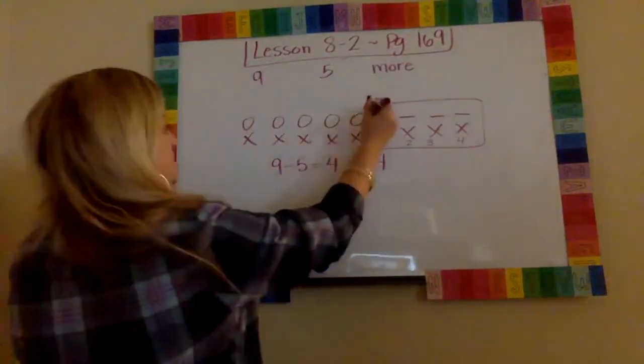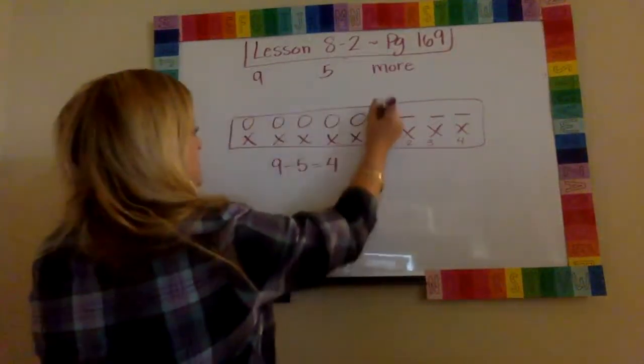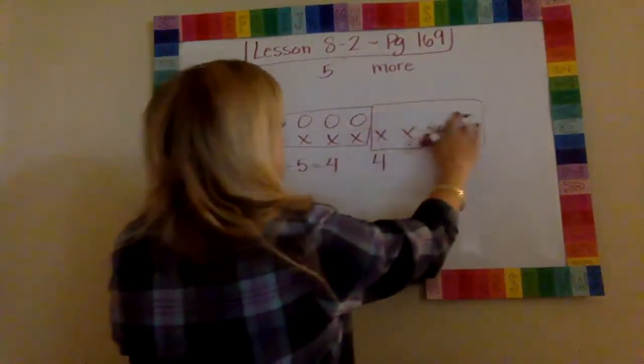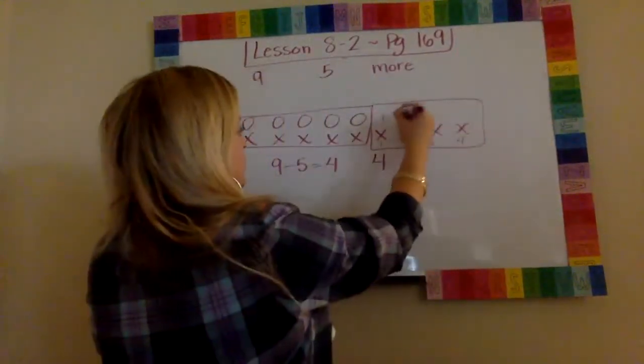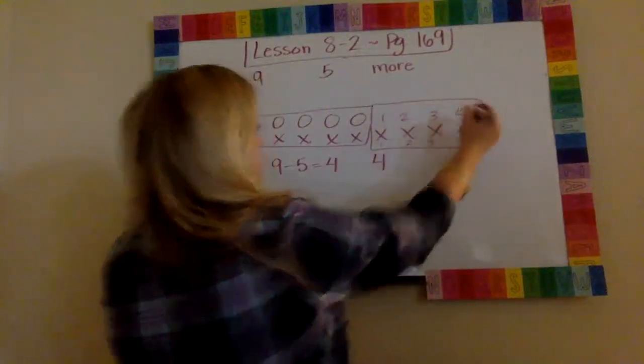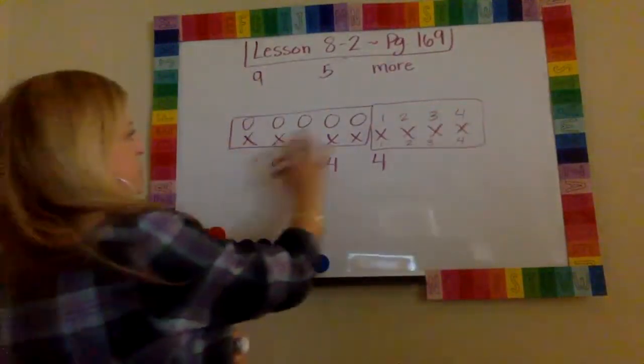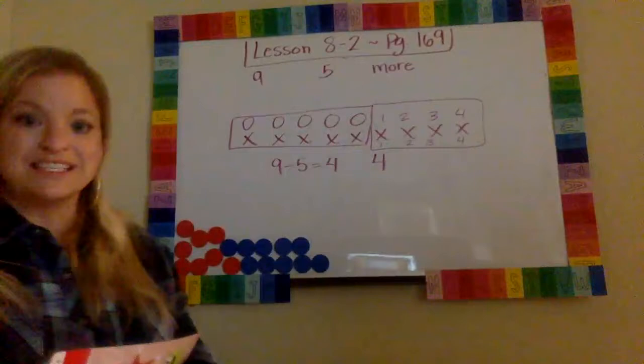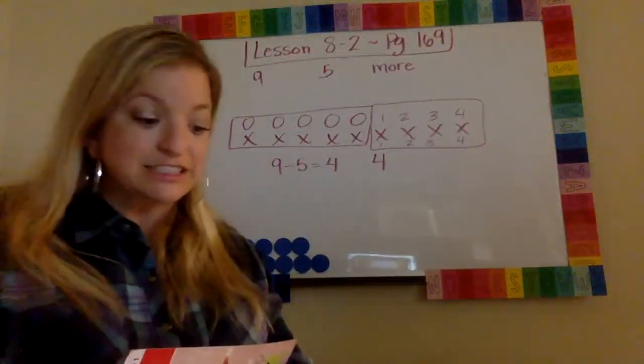You could also put a box this way and say, okay, all these are evened up. These are left out. 1, 2, 3, 4. Now I know 5 plus 4 equals 9 because addition and subtraction are opposite.